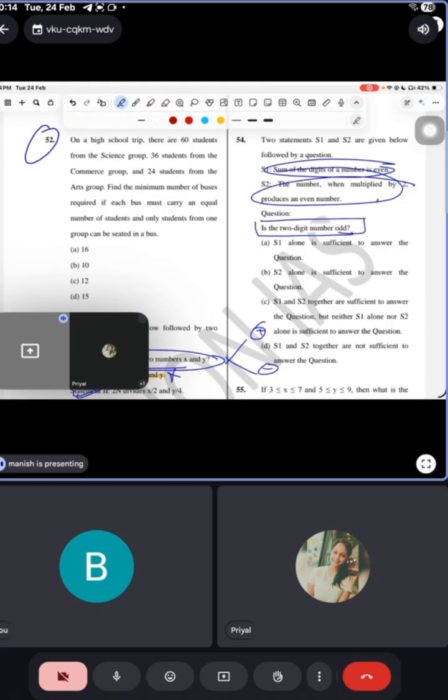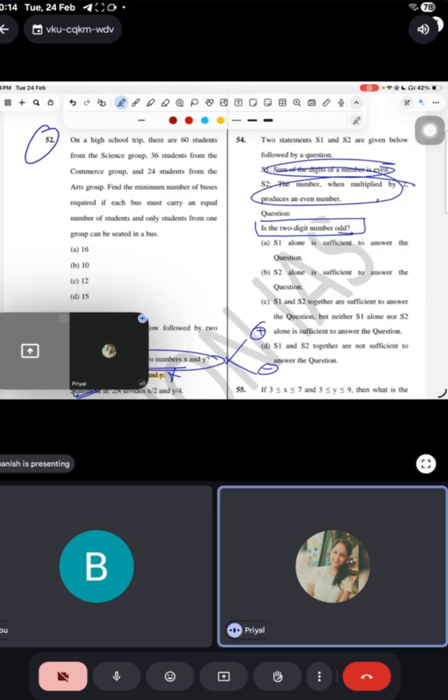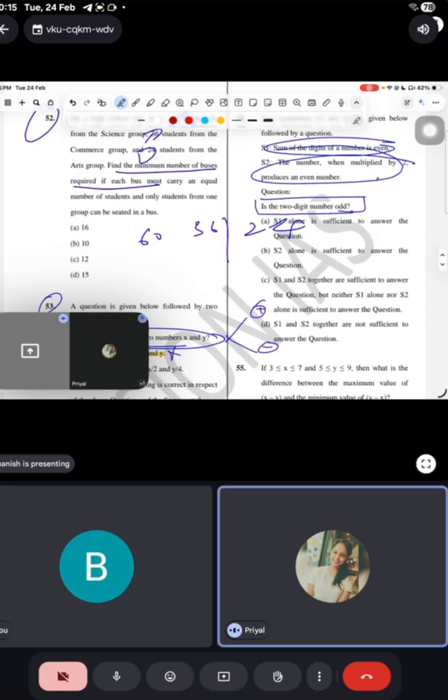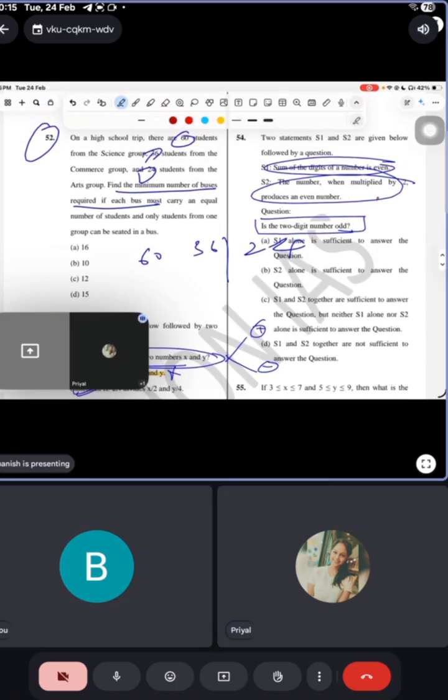Here we have to find the factor, because the question is saying find the minimum number of buses required. It means the size of the bus. So here we have to find the factor of all the numbers. So guys, tell me the HCF of these numbers: 60, 36, and 24. What will the HCF be? Wait, we will take it out.